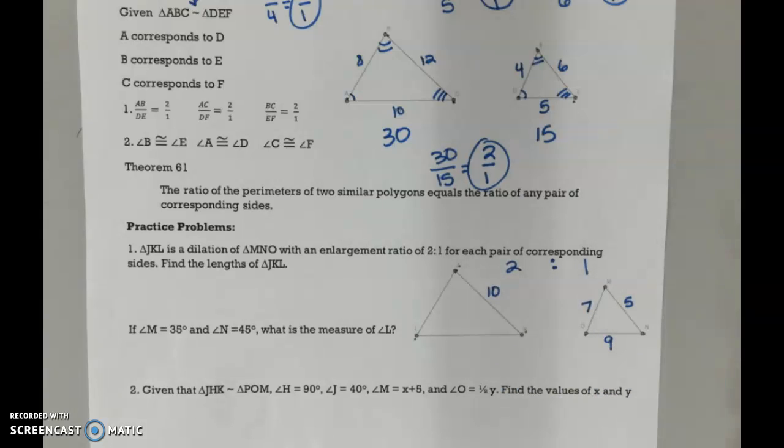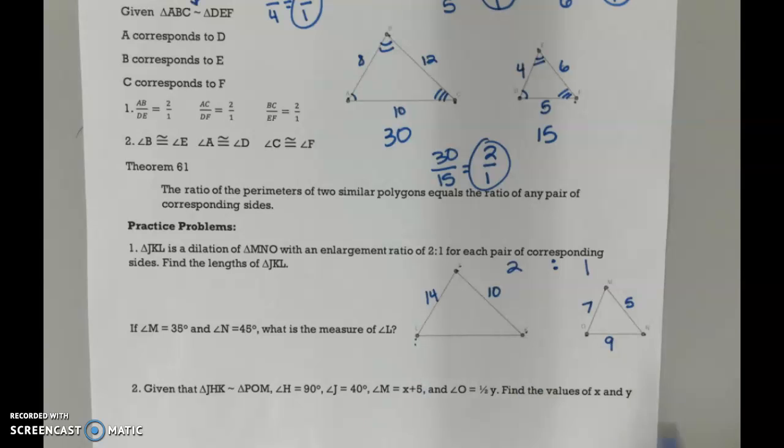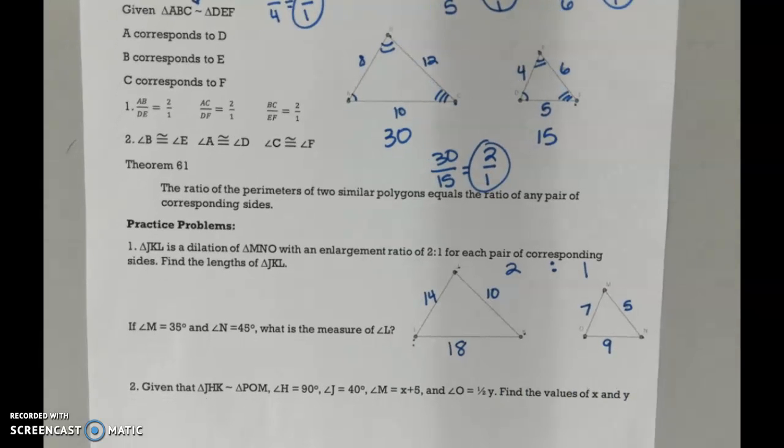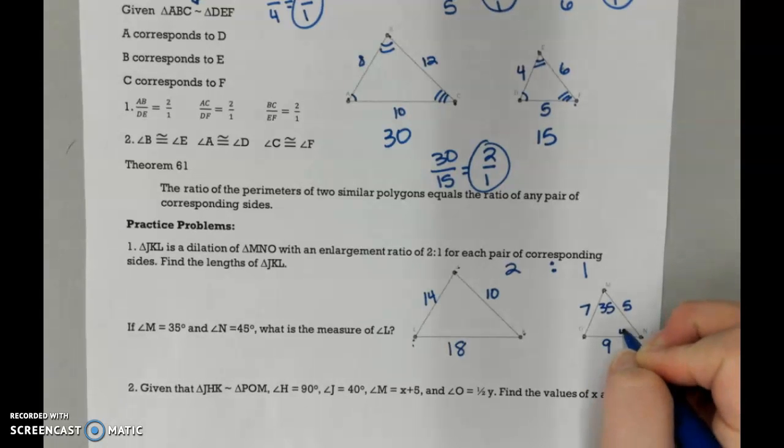Side JL corresponds to MO because J corresponds to M and L corresponds to O. If that length is 7, I'm going to multiply by 2 to get the length of JL, so that would be 14. And then lastly, side KL, which corresponds to NO, is going to be 18 because I multiply 9 by 2.